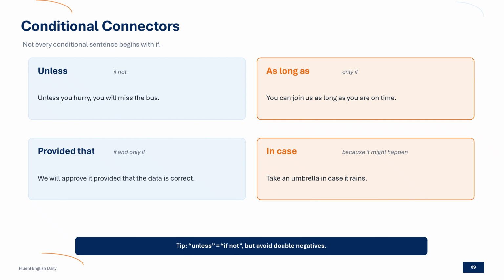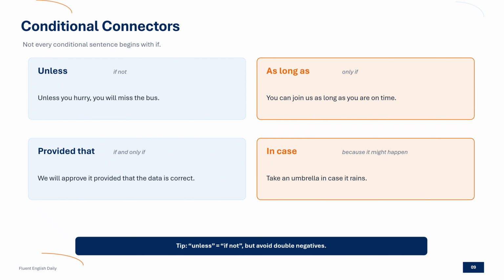Not every conditional sentence begins with if. We can use several other connectors to express different kinds of conditions. Unless means if not. For example, unless you hurry, you will miss the bus. This means if you do not hurry, you will miss the bus. Avoid using a second negative after unless.